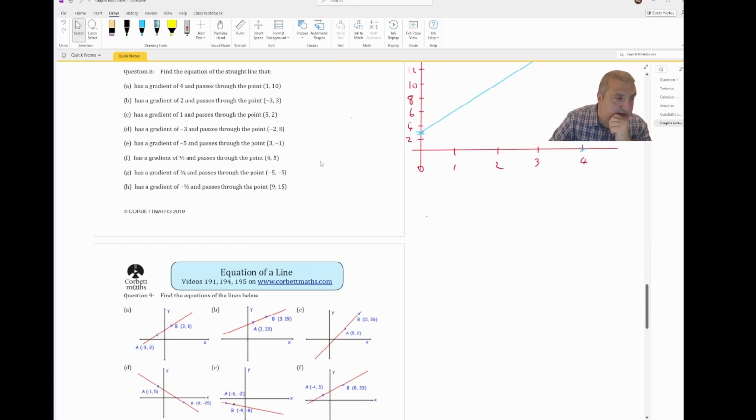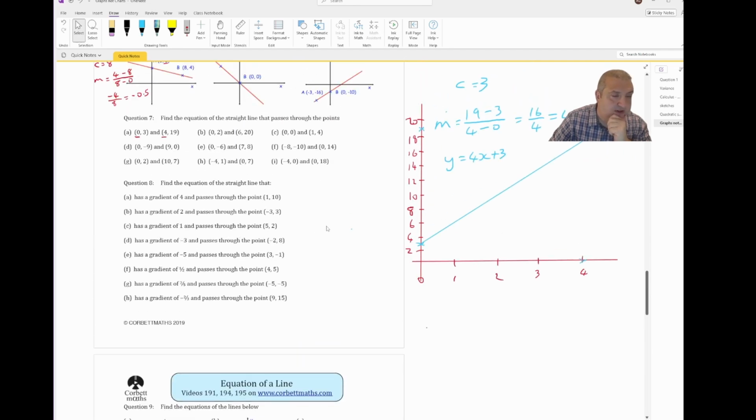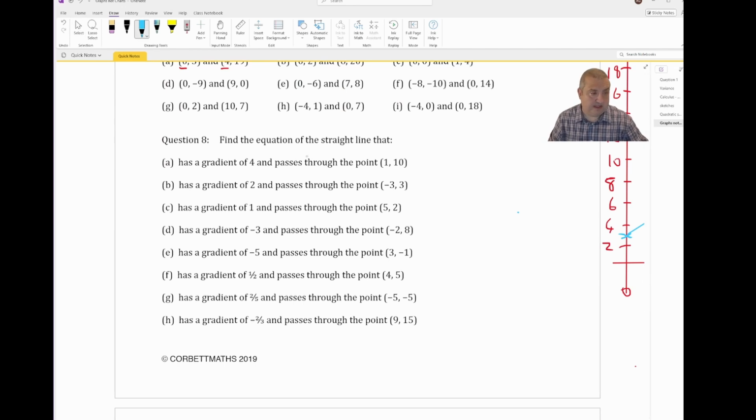Find the equation of the straight line that passes through and has a gradient of 4. So let me just zoom in a bit more. What's it asking for? Find the equation of the straight line. So it's going to be the equation of a straight line, y equals mx plus c. It's going to be in that form. That has a gradient of 4. In this question, I already know then that m equals 4.